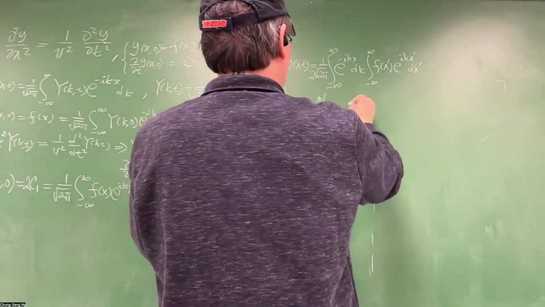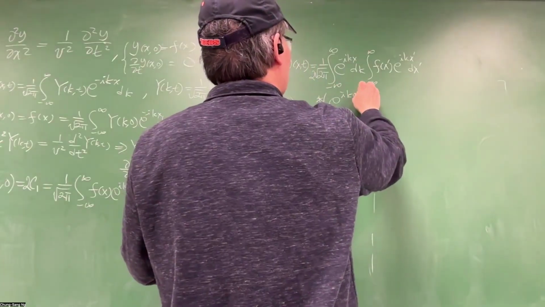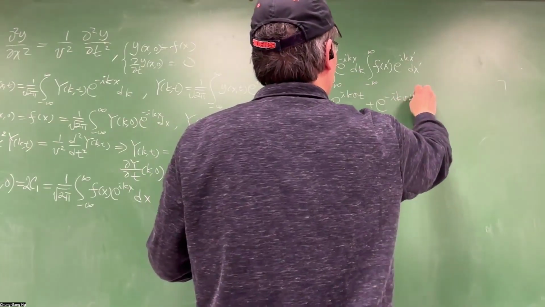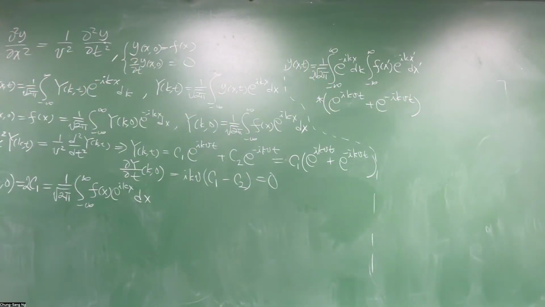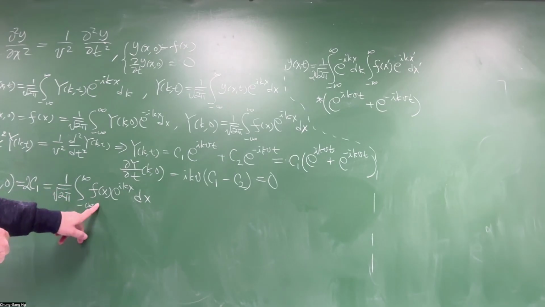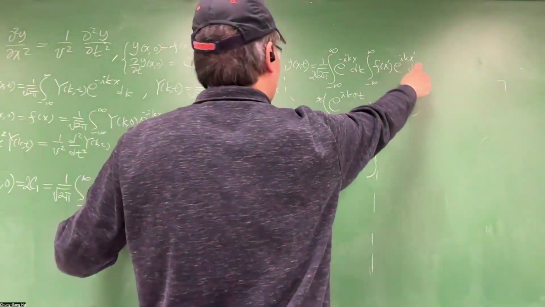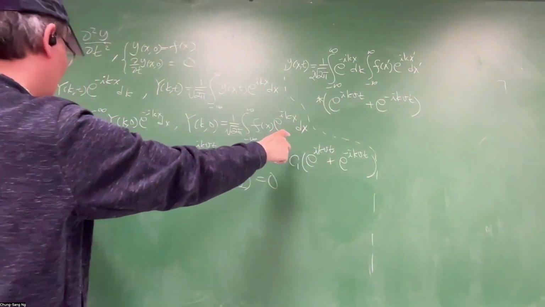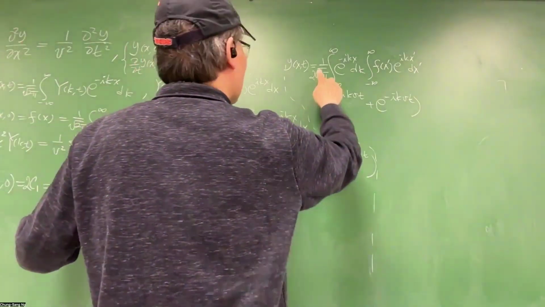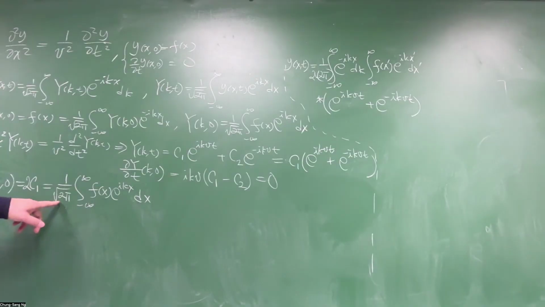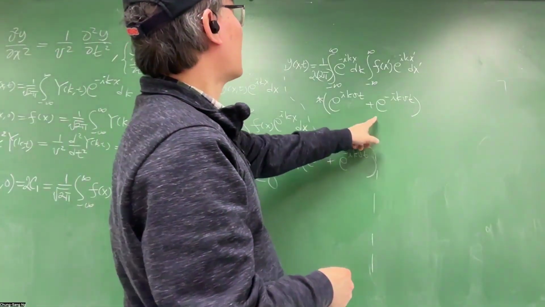Multiply down e to the i k v t. And this is f of x prime. But this is just the coefficient. And there's another one, 2 times that. That should be all.